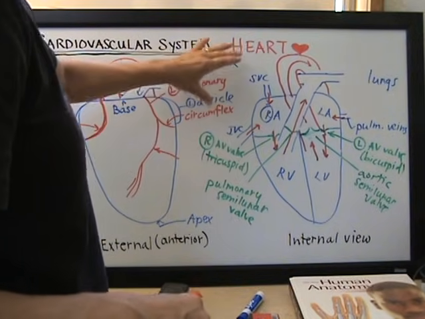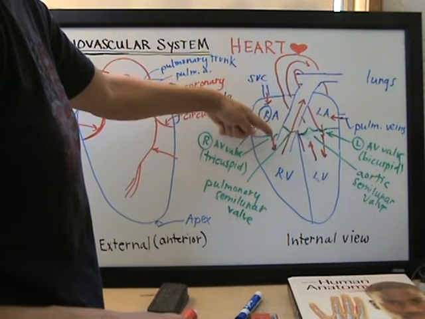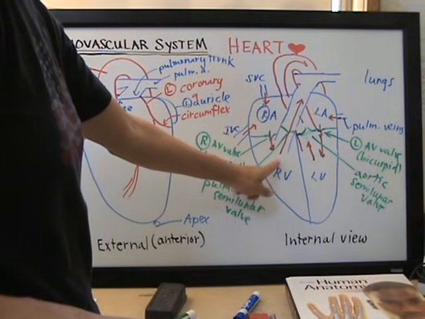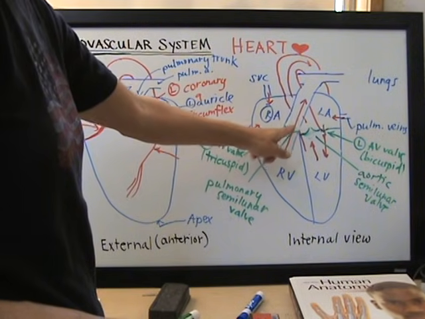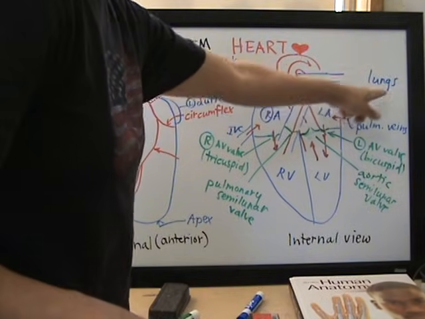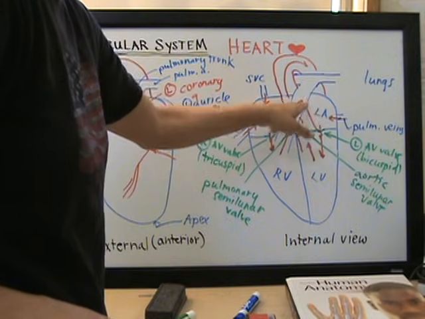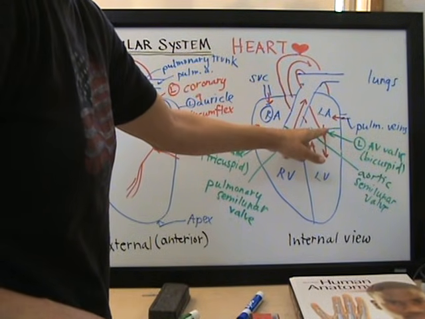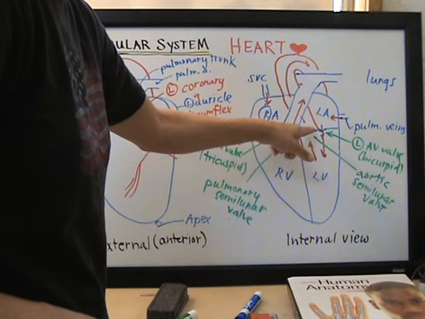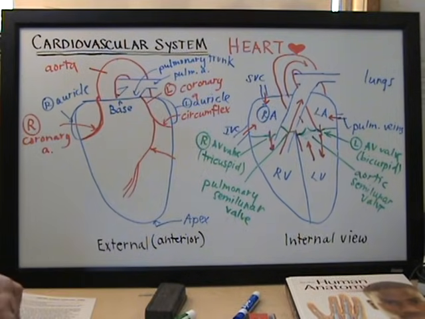Really quickly again, blood enters through the superior and inferior vena cavas to the right atrium, through the right AV valve or tricuspid into the right ventricle. From here, blood makes its way out the pulmonary semilunar valve to the pulmonary trunk, then the pulmonary arteries to the lungs. From the lungs, it will make its way back through the pulmonary veins to the left atrium, through the left AV valve or bicuspid valve into the left ventricle. From the left ventricle, out the aortic semilunar valve and out the aorta. And that is the path of blood through the heart.